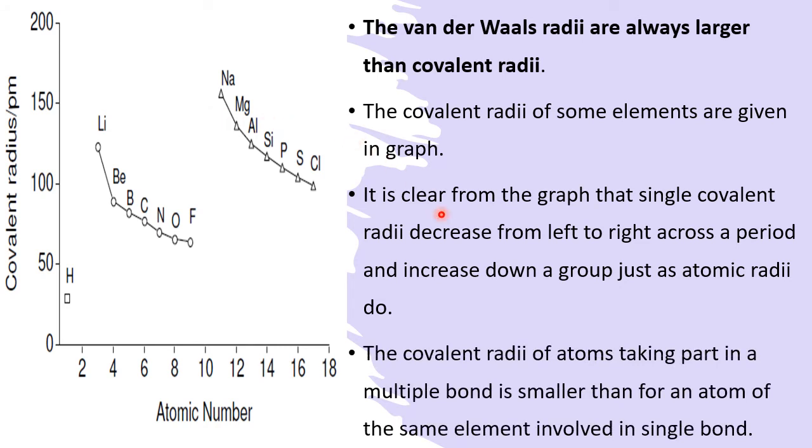The covalent radii of atoms taking part in a multiple bond is smaller than for an atom of the same element in a single bond. This means if you see the carbon-carbon double bond, it is shorter than the carbon-carbon single bond. And the carbon-carbon triple bond is shorter than the carbon-carbon double bond and the carbon-carbon single bond. Why? This we learn in the same chapter.